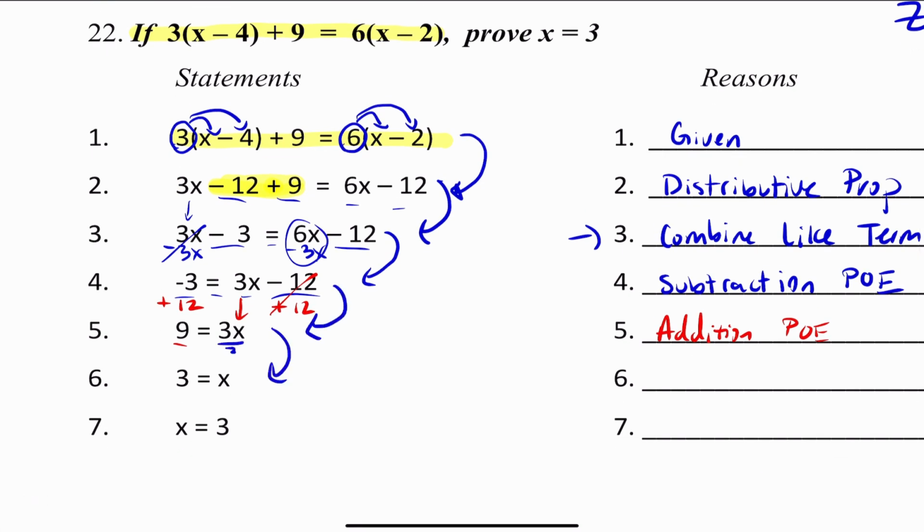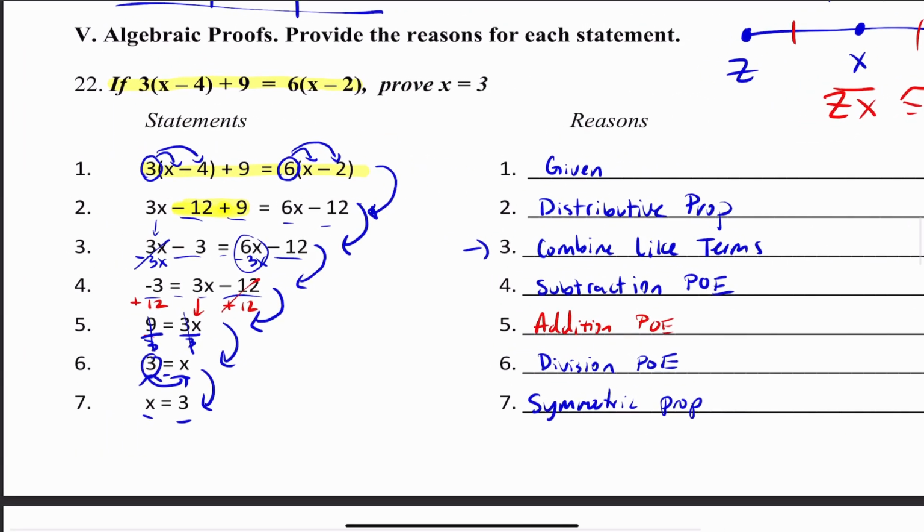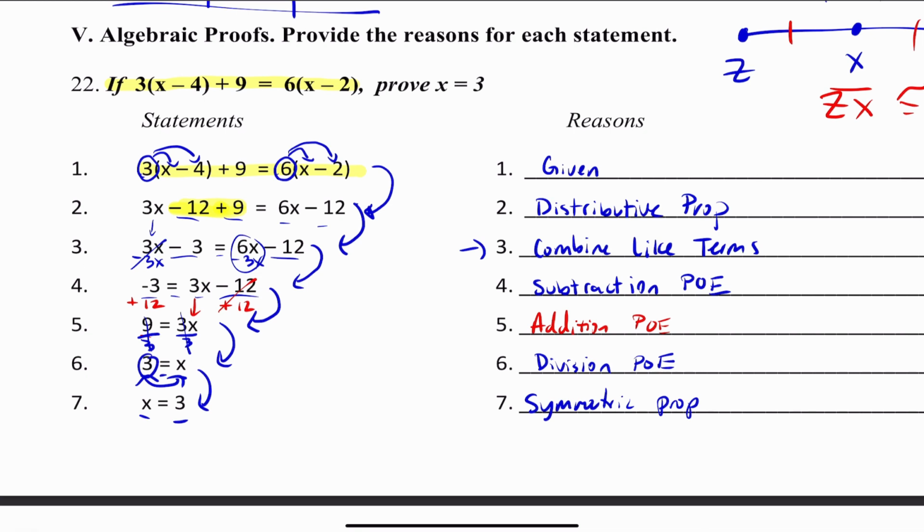So next step is I'm going to divide both sides by 3. So that's the division property of equality, which will lead me to 3 is equal to x. And then I'm going to swap the position now, right? I'm swapping the 3 and the x. So the x is going to go on the left-hand side, and then the 3 is going to go on the right-hand side. So now I'm using the symmetric property there. Symmetric property. Okay. So that's how I am approaching this proof.